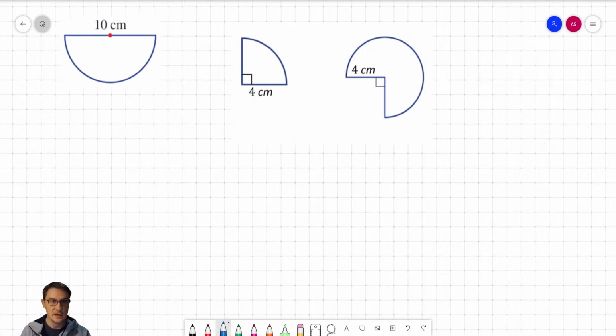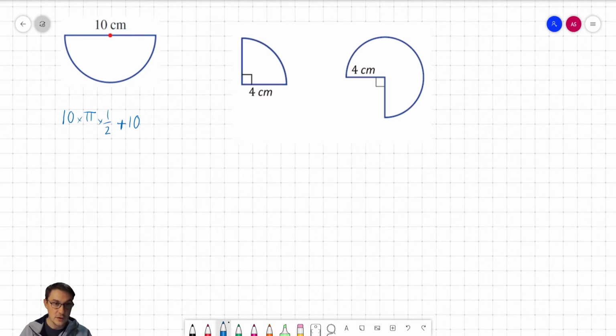Now you can see here that we've got a couple of examples that we can work through. In the first case, we've got a semicircle, which means we've only got half a circle. So when we work out the circumference of this, this is going to be equal to 10, because we've got the diameter, times pi. But we also need to multiply it by half because we only have half of a circle. Then in addition to that, we need to add on that extra length, which is 10 here.